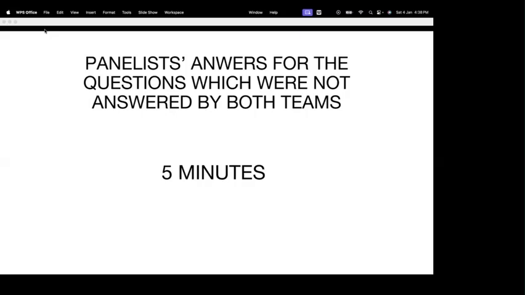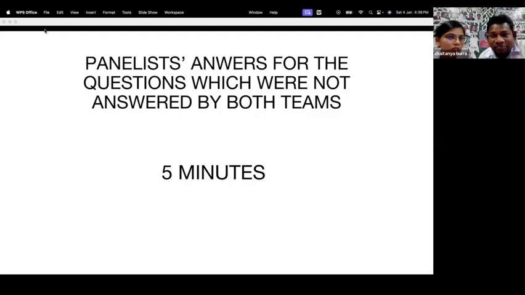Can team 1 describe the melanocyte transplant procedure? Team 1? If you know, you tell, otherwise. Team 2? No, ma'am. Okay. Sir, you can tell a few steps of that.